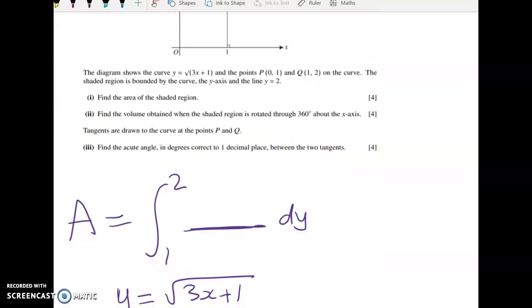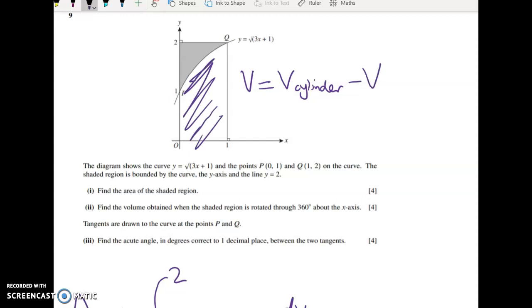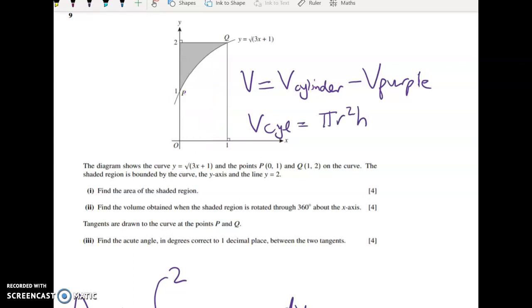And now we're going to do the volume of solid 1. The first thing I'm going to do again is write down that the volume is equal to the volume of the cylinder minus, I'm going to call it V purple. Now the volume of the cylinder is pi r squared h. I'll just take away that purple for now.